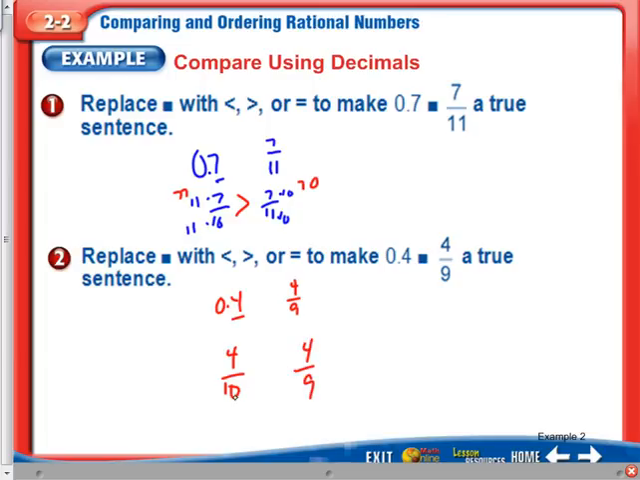Okay, so multiply by opposite denominators. So this is going to be times 9. This one's going to be times 10. Okay, notice now I'm starting to do maybe a little less and less. I'm not showing it down here because I know I'm not really doing anything down there. I just want to compare my numerators. Again, I'm getting the denominator from the opposite denominator. So we have a 36 right here, and we have a 40 right here. So we would say less than. 4/10 is less than 4/9.